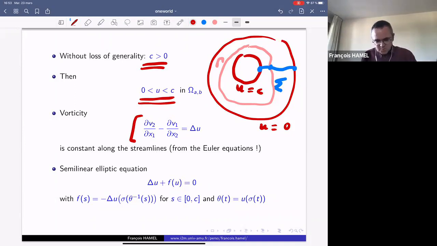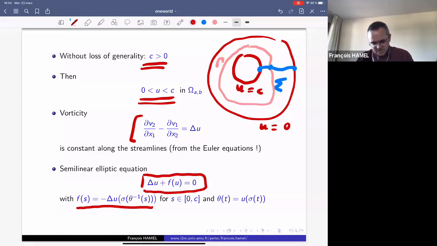So the vorticity is constant along the streamline. Therefore, both the stream function and the vorticity are constant along the streamlines. And therefore, we can write an equation between the vorticity and the stream function, a semilinear elliptic equation of this type in the whole annulus. Why is that possible? Because it is sufficient to define the function f, it is sufficient to have this equation along the trajectory capital sigma.